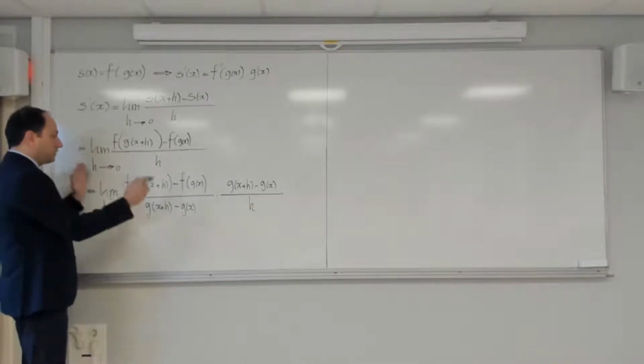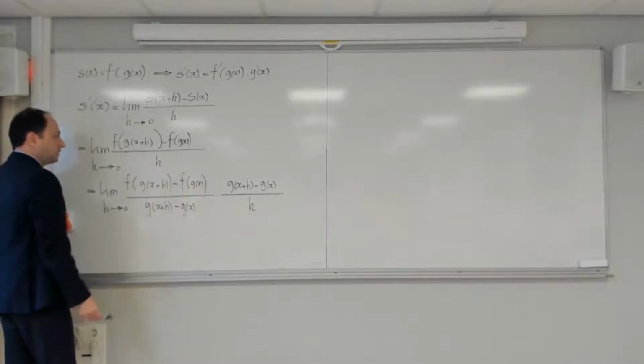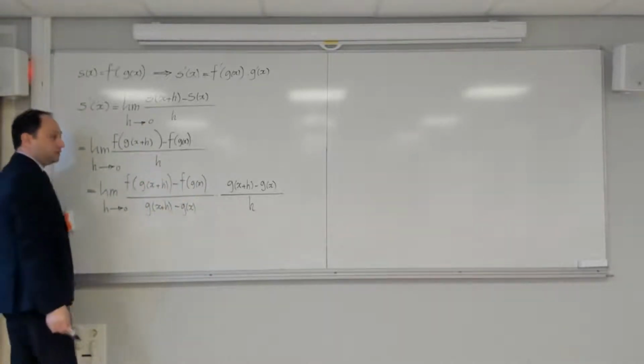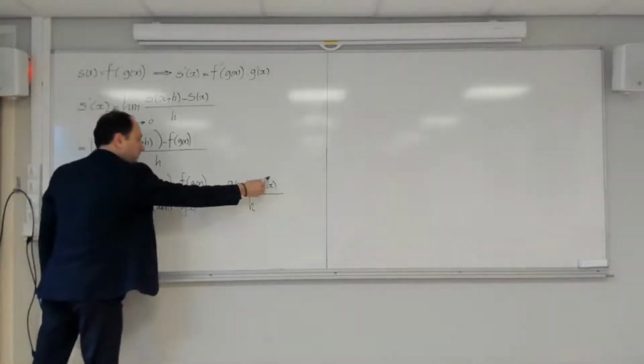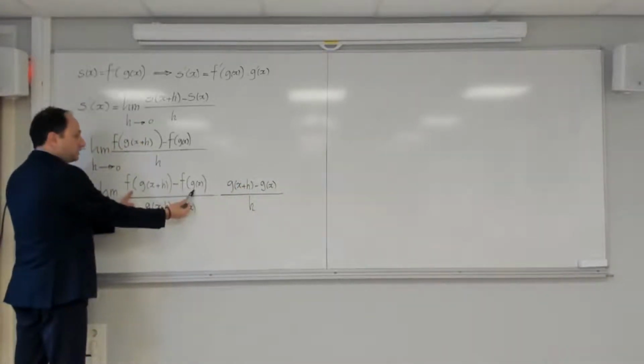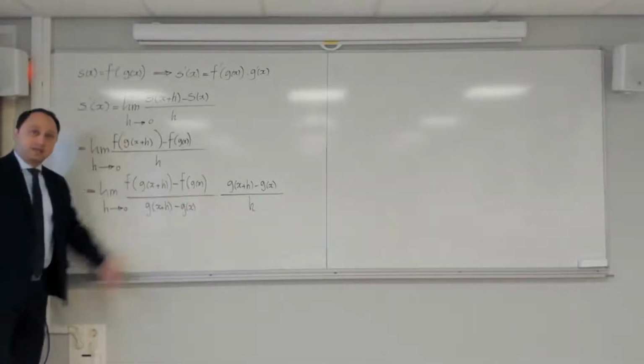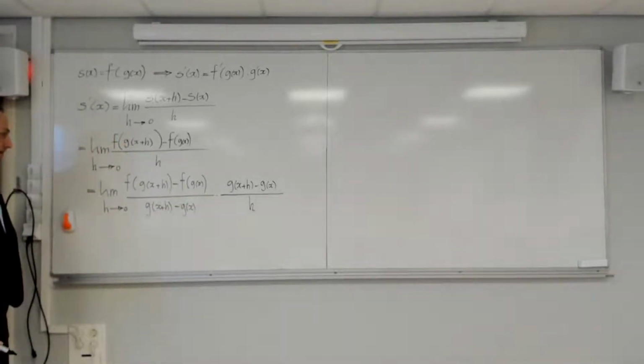So what I want you to understand is that this a little bit complicated expression is exactly equal to the previous expression, because this g of x plus h minus g of x and this one will cancel out, and what is left from the numerator is the same expression, and what will be left in the denominator is the same h. Yes? Okay.